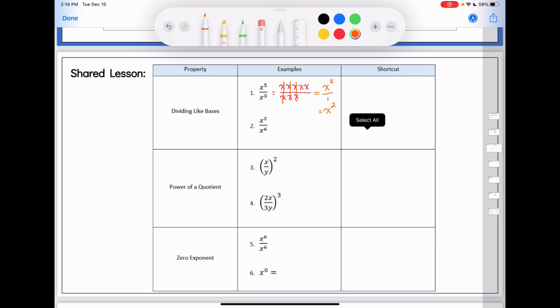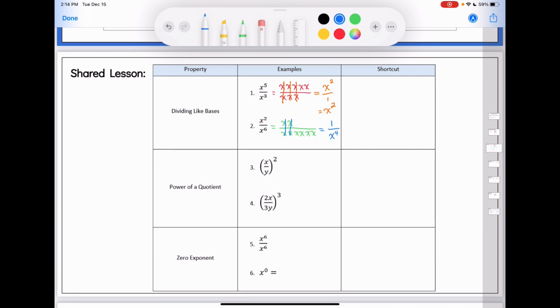Now, if you look at number 2, I have x squared on the top, which is really 2 x's on the top. And I have x to the 6th on the bottom, so that's 6 x's on the bottom. All right, so again, same thing on the top and the bottom will cancel out. So I'll have 2 of these pairs that will cancel out. So I'm left with 4 x's left on the bottom. So that would be 1 over x to the 4th.